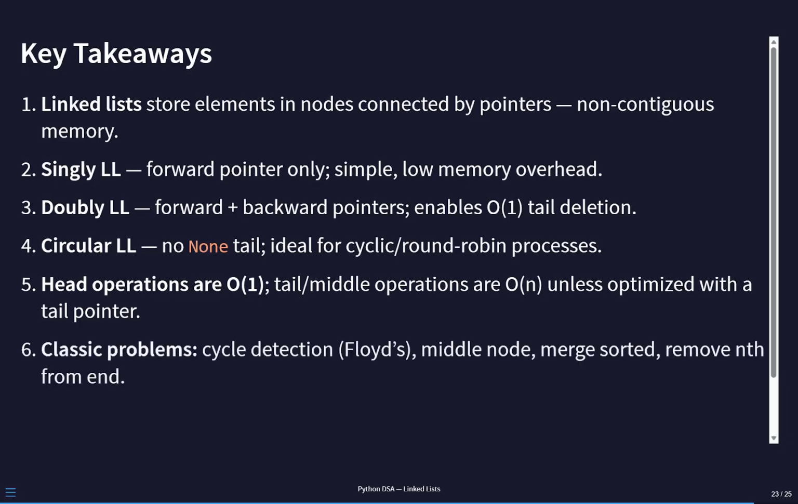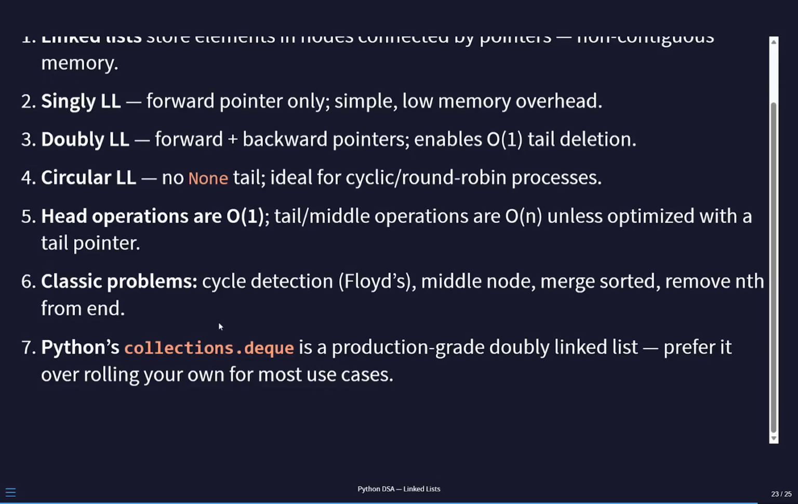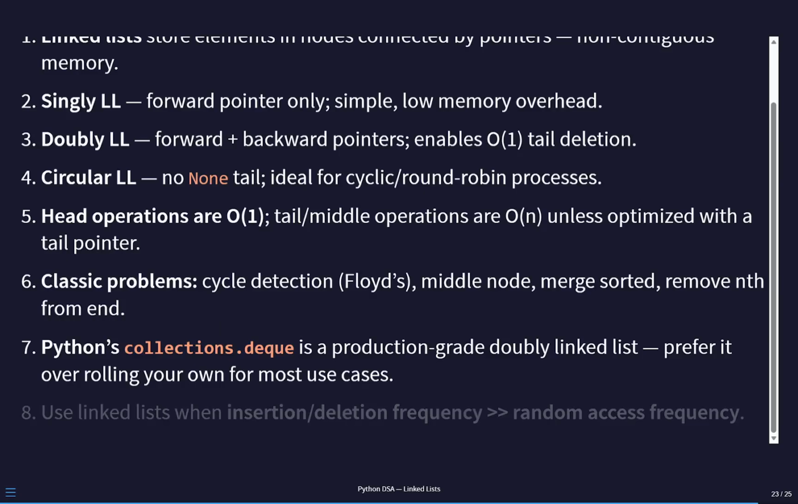6. The 4 must-know interview problems: Floyd's cycle detection, find the middle, merge 2 sorted lists, and remove the nth node from the end. All 4 use the 2-pointer technique. 7. Python's collections.deque is a battle-tested doubly linked list. Use it in production instead of rolling your own. 8. The general rule: reach for a linked list when insertion and deletion frequency is high and random access is rare. Otherwise, arrays and lists win.